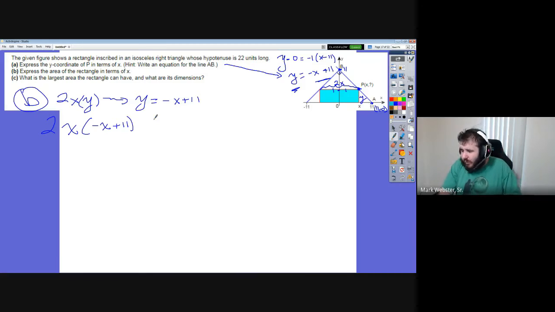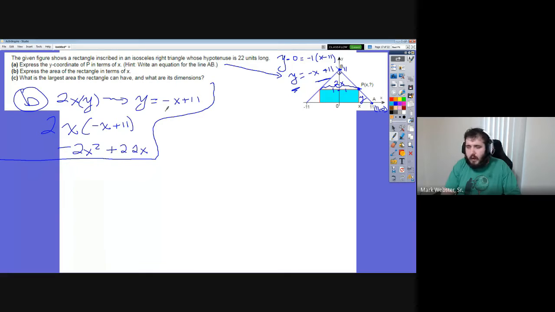Now, here's what I'm going to tell you. When you're going to actually do stuff with this, you're going to distribute this, because this is easier to take the derivative of than this. I hope everybody remembers that. I'm not going to yuck your yum in here. If you would rather take the derivative of 2x times the quantity negative x plus 11, go right for it. I got you. But this is much easier to me.